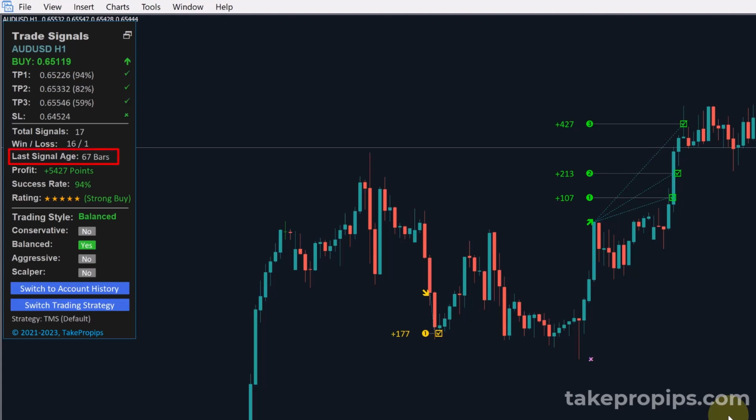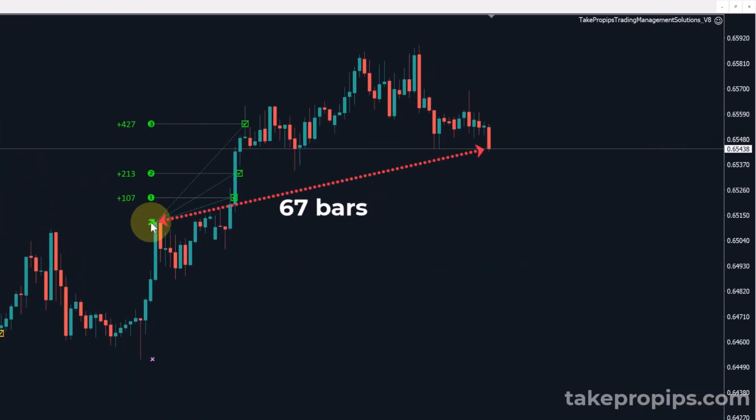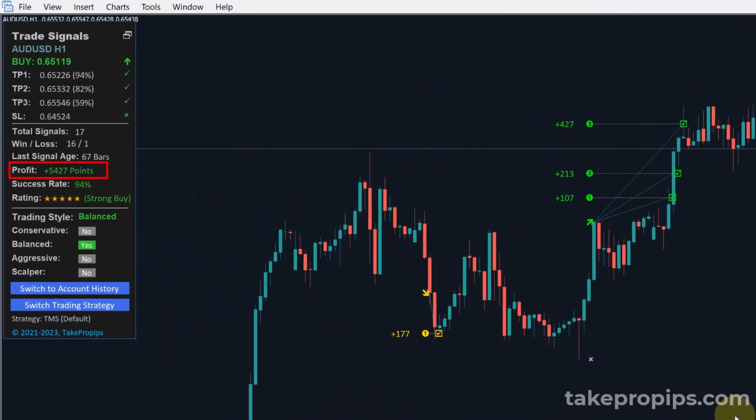Next is the last signal age, and this shows how many candles it has been since it generated the latest trading signal. In this example, we can see that it generated the latest signal 67 bars back. We can also interpret this as 67 hours ago, since each bar or candle on this H1 chart equals 1 hour. Next is the profit, which adds up the total profit and loss gained on the trading signals.